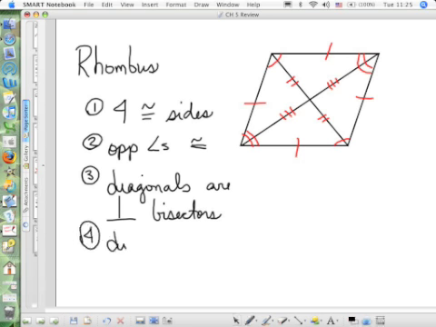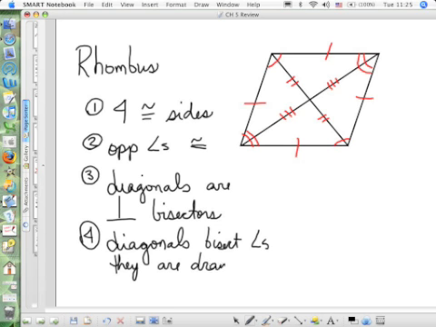The diagonals bisect the angles that they are drawn from. Okay? Remember, in a rectangle, it wasn't bisecting the angles. But in a rhombus, they are bisecting those angles. So not only does this big angle equal this big angle, but the two little ones are equal to each other also.